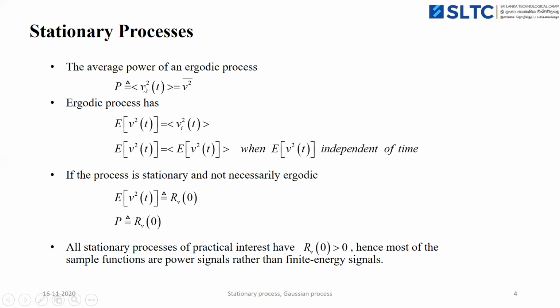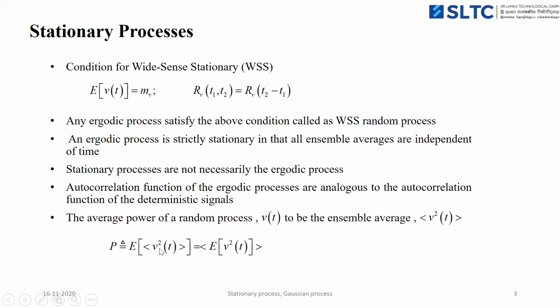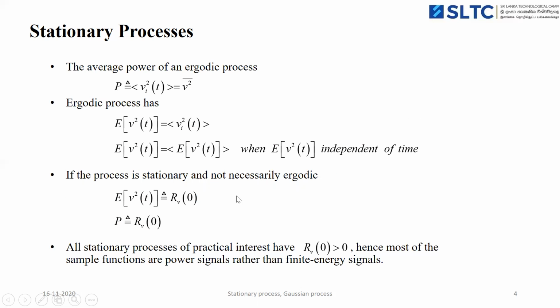Here you can see the average power is calculated from the ensemble. So here we are using the subscript i, which means that there are n number of sample functions. By averaging the square of the sample functions, we get the average power of the ergodic process, which is equal to the mean square value of the ergodic process, that is v squared bar. So we should note down this difference: here we are not using the subscript i, but here we are using the subscript i for the ensemble. This means that we are averaging the square of the ensemble to find the average power.